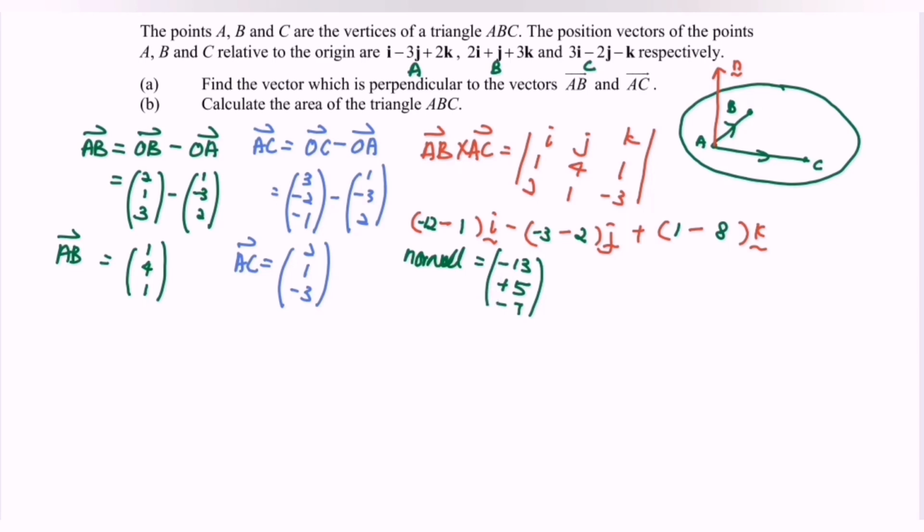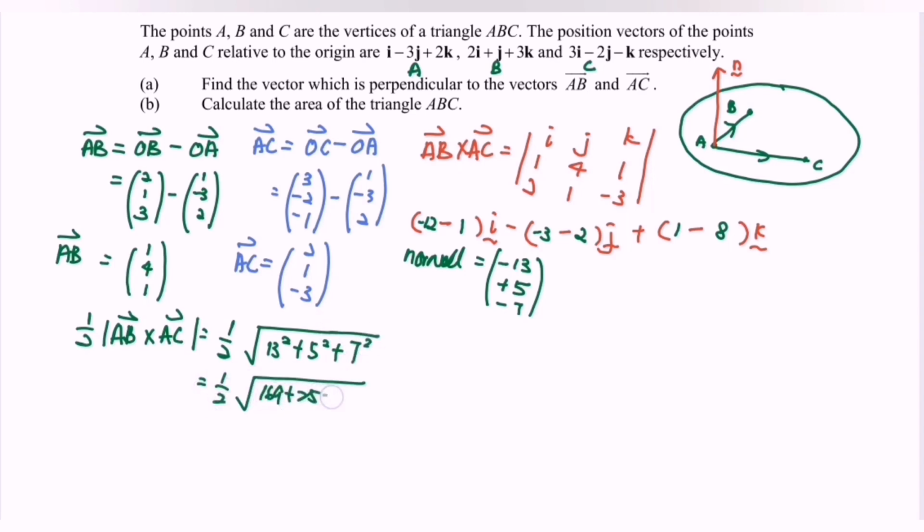Next, calculate the area of the triangle. As we all know, the formula for the area of the triangle is 1 over 2 times the magnitude of AB cross AC. So kindly refer to the normal. Here we have 1 over 2 square root of 13 squared plus 5 squared plus 7 squared, so 1 over 2 square root of 169 plus 25 plus 49. If we simplify, we will have 9 square root of 3 over 2 unit squared, or in decimal, 7.79 unit squared to 3 significant figures.